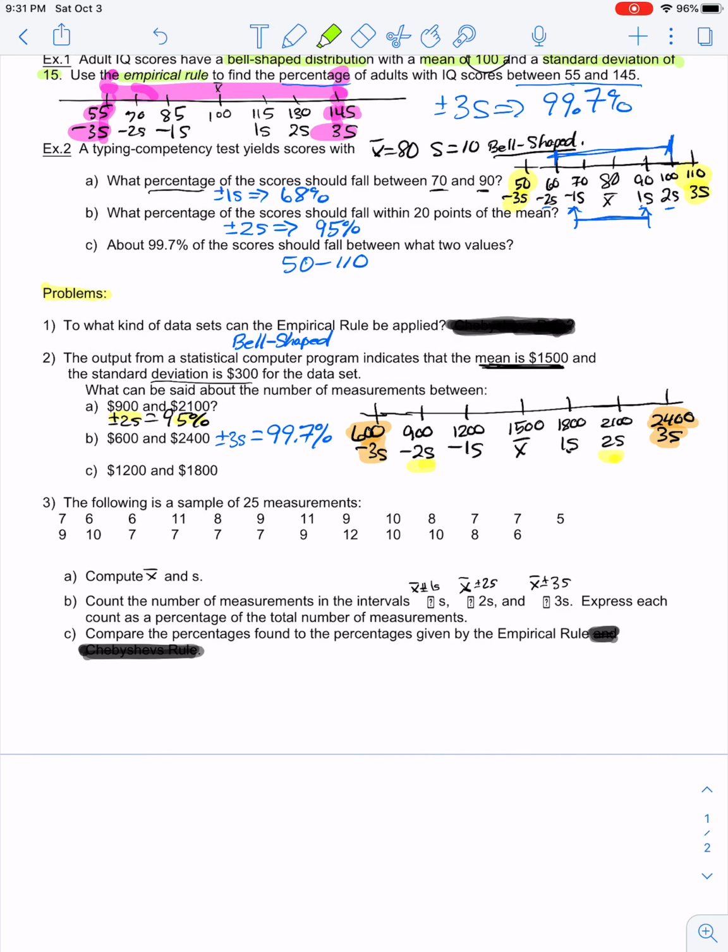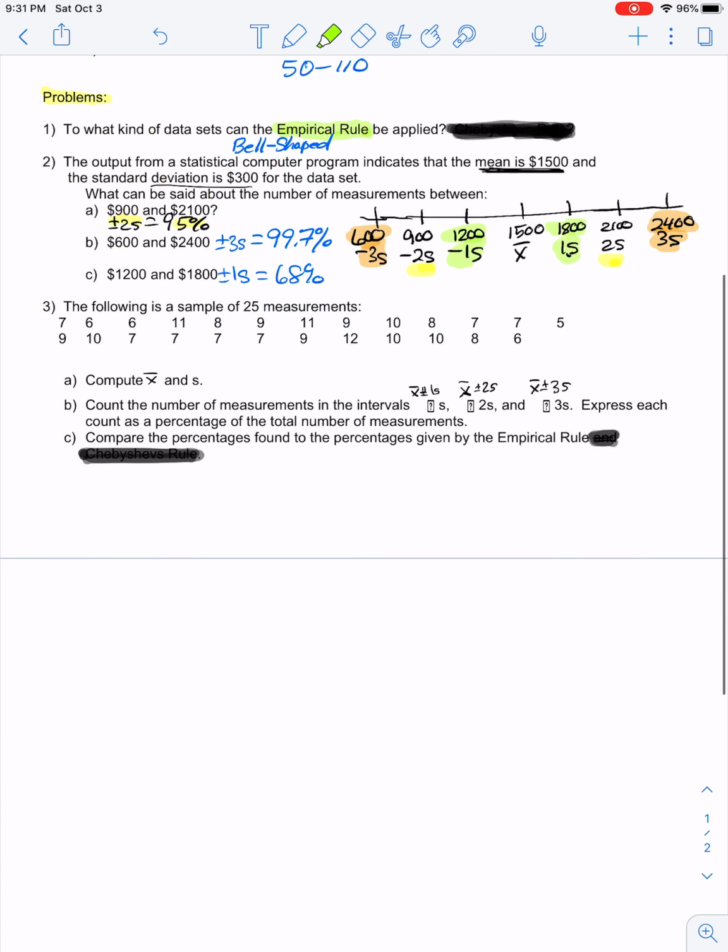Okay. And then lastly, they're zooming in here to 1200 to 1800. Here's 12, here's 18. That's 1 deviation left and right, so that's 68%. Okay, so again, this is the empirical rule. That's what's enabling all of this to happen. I'm just not making these things up.